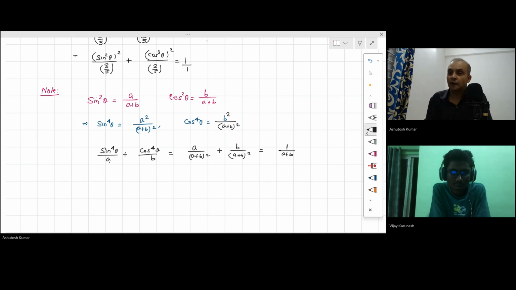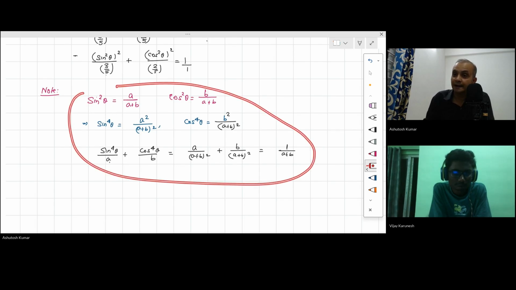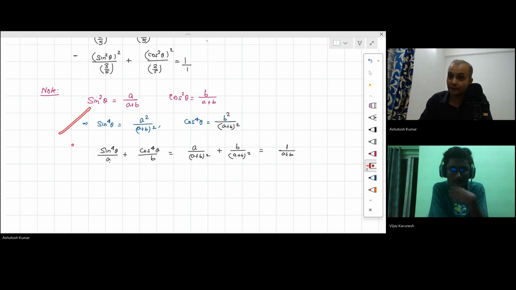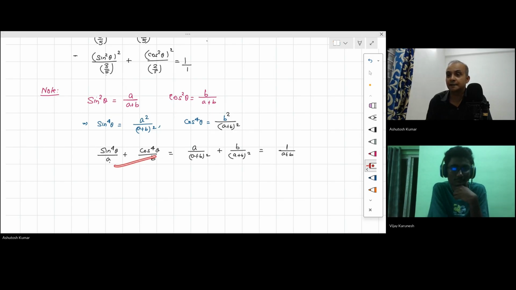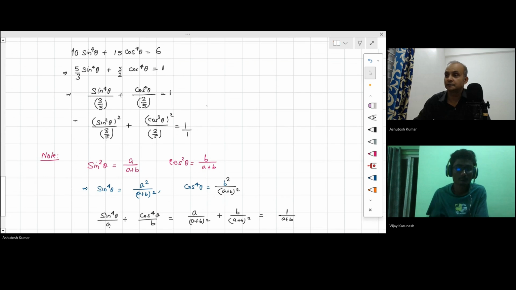So I'm not saying that you have to mug up or memorize this whole thing in your mind. But since you know this fact or this identity, now you can guess that it is going to happen. You don't have to memorize this. If you know this fact, automatically it will come to your mind that sine square theta should be 3 by 5. Understood? Okay, so note this thing.